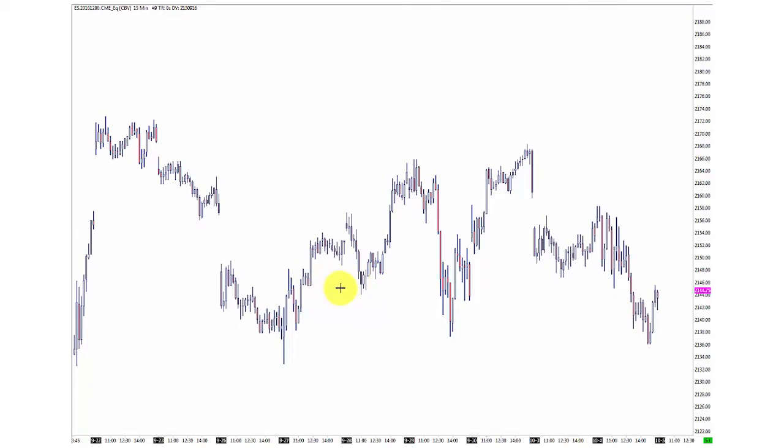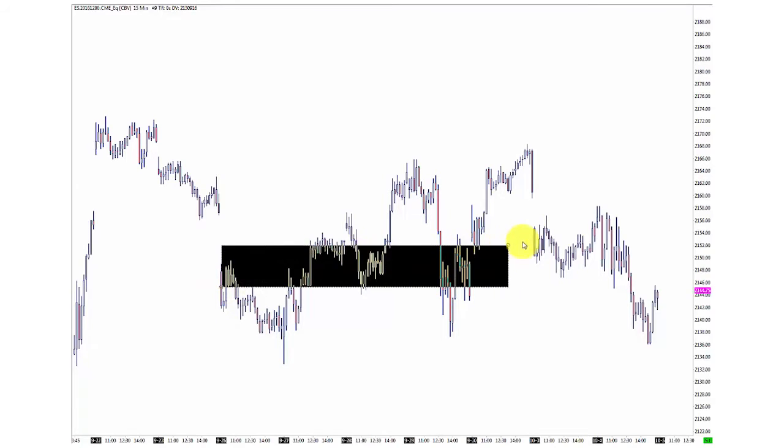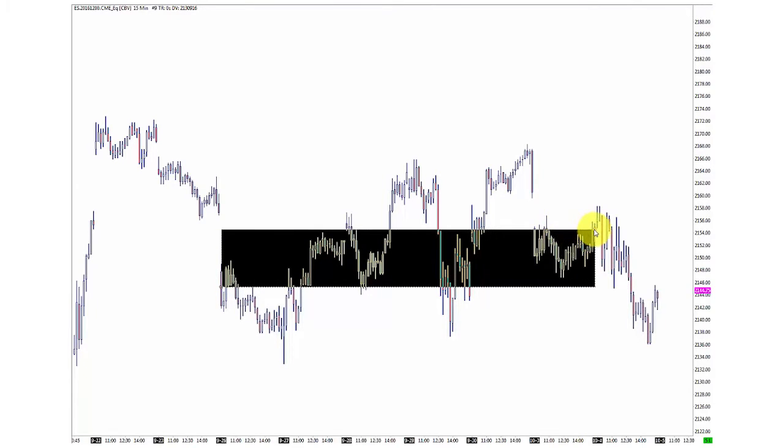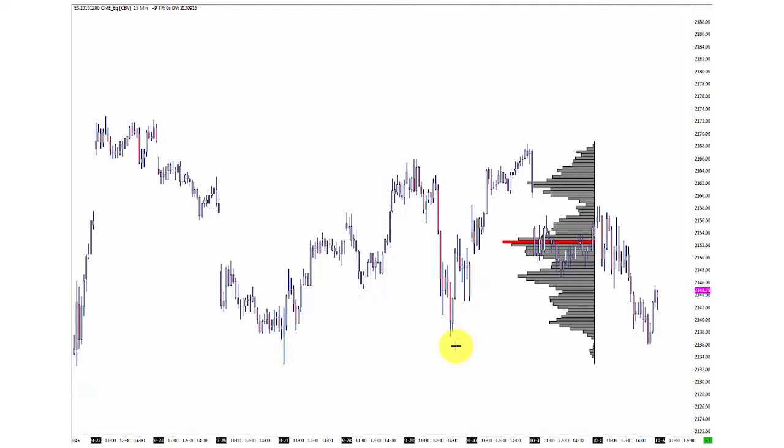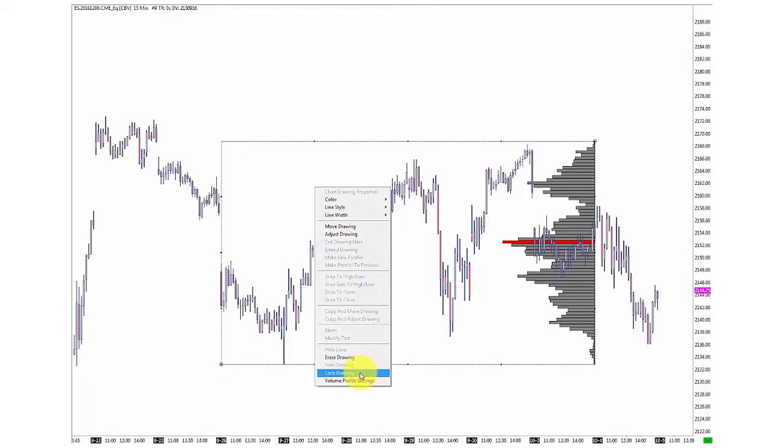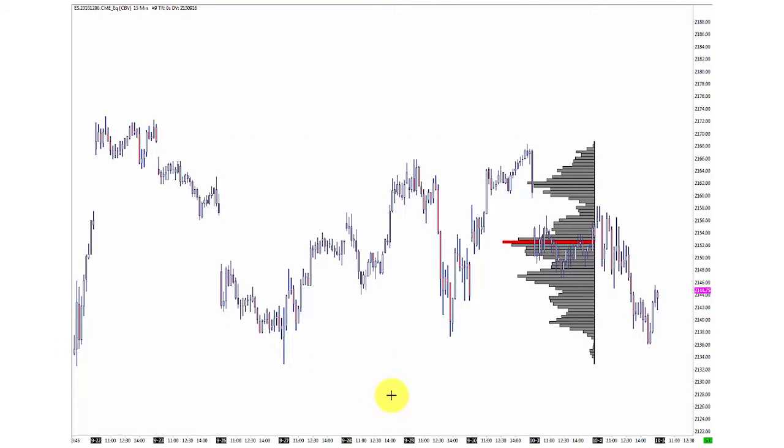So what we're going to do is start a volume profile right here. And we are going to run it all the way up until prior to the open today. There it is. This volume distribution represents everything that's occurred around this box that you can see. Okay, I'm going to lock this drawing, make sure I don't adjust it accidentally.